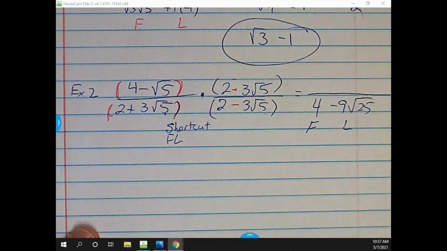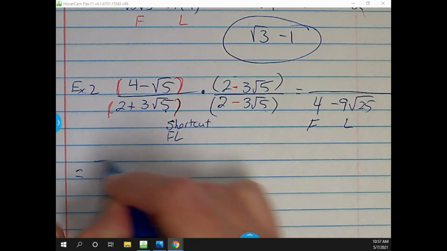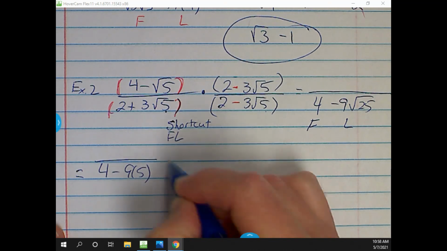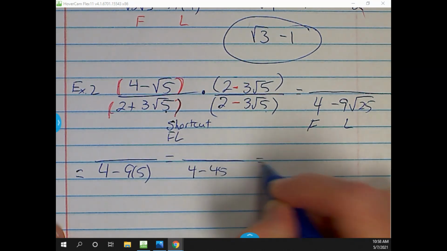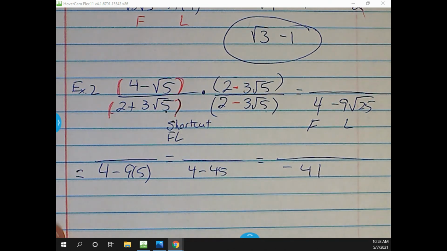And we'll go ahead and finish this thing out because it's almost done here. So that's 4 minus 9 times 5. Well, that's 4 minus 45. That's a negative 41. Okay. Good news is the bottom always goes really quick.